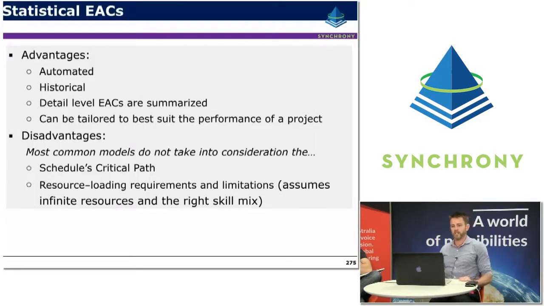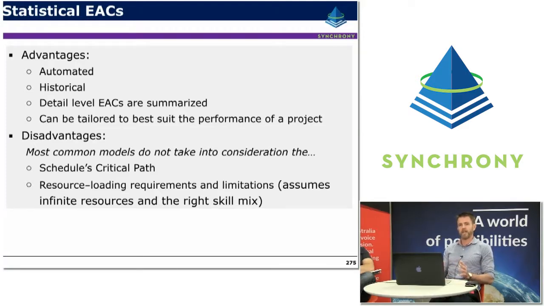So the advantages of statistical EACs are that they can be automated. They're often based on historical data. The detail level EACs can be very easily summarised, and they can be tailored to suit the performance or the anticipated performance of a project. Some of the disadvantages are that some of these models don't take into account things such as critical path and some of the effects that critical path issues can have on cost. And they often don't consider resource loading requirements and limitations. So it does tend to simplify things when you're using the statistical process.